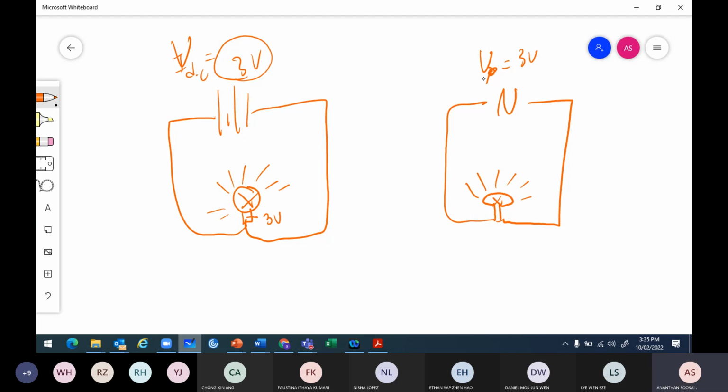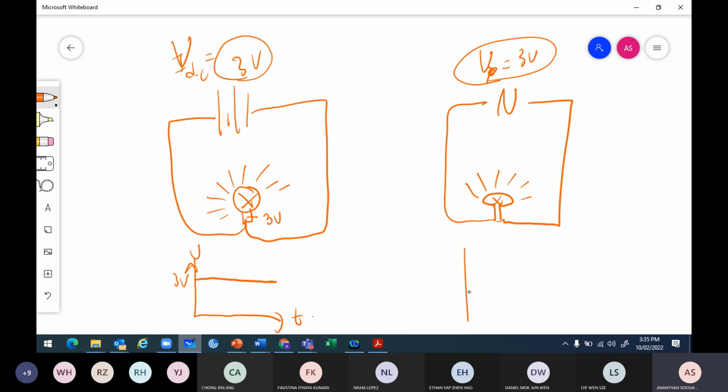Can or cannot? Can it give the same level of brightness as the 3 volt of the DC? Come on, anybody? Can or not? Because the direct current voltage versus time, how does the graph look like? If 3 volt, it's going to be constant 3 volt DC.